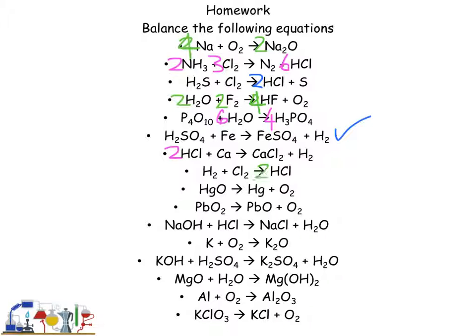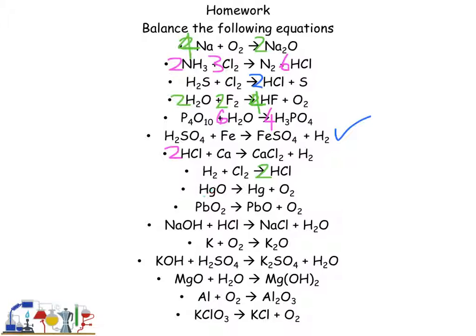Best we put a 2 over there. Then we're going to say 2 hydrogens on the left, 2 hydrogens on the right. 2 chlorines on the left, 2 chlorines on the right. Notice I never, ever, ever change the formulae of any of these. None of these symbols, none of these subscripts. I only put big numbers in front.